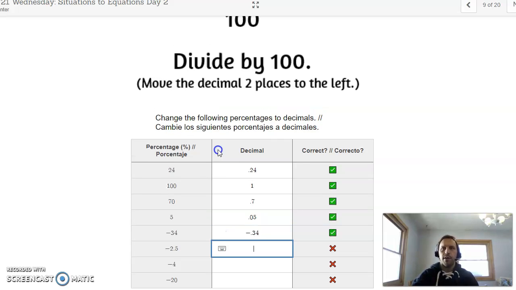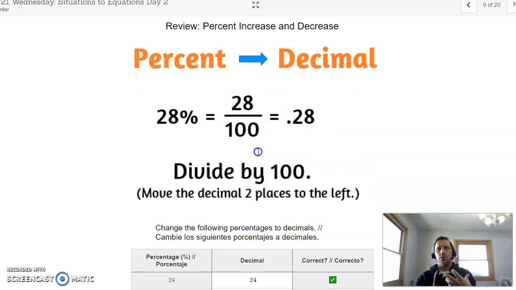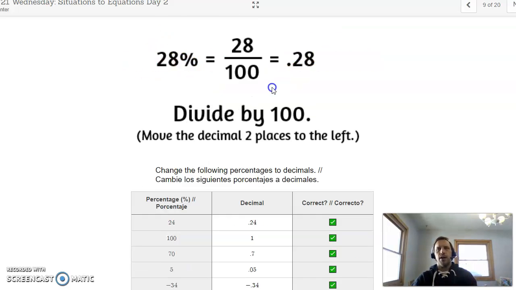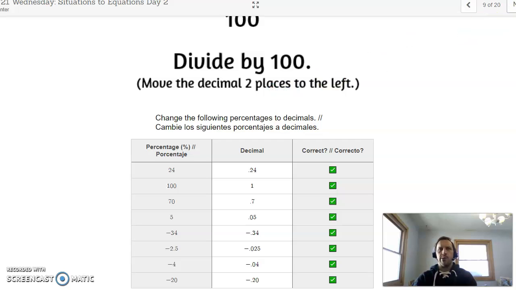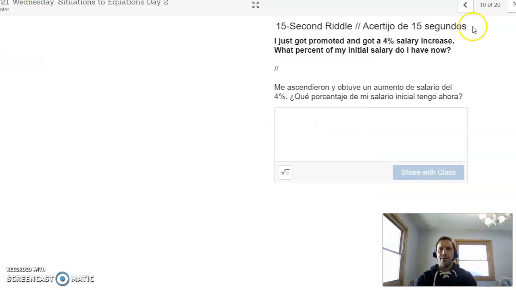Negative 0.34. Negative 2.5 is going to be negative 0.025. Negative 4 is negative 0.04. And negative 20 is negative 0.2. All right. So you finish those. If you have questions about these, I want you to look this up, okay? If you don't understand what just happened here, look up how do I change from percent to decimal, and show that as you move forward. Very important that you have that down.